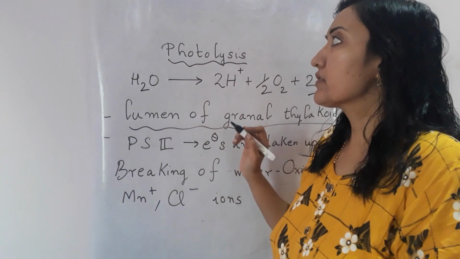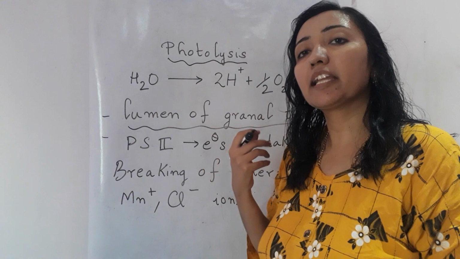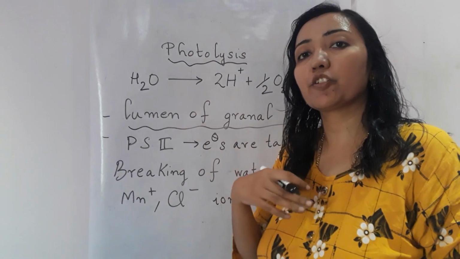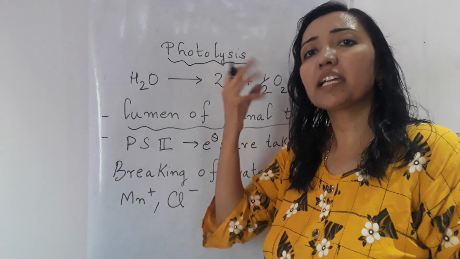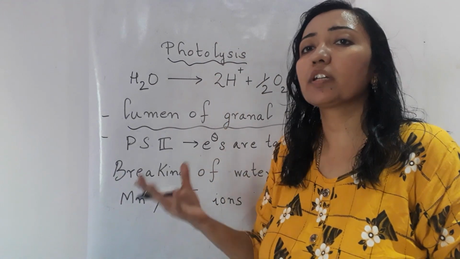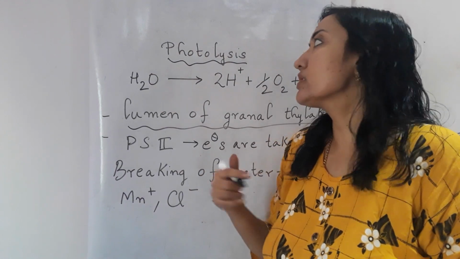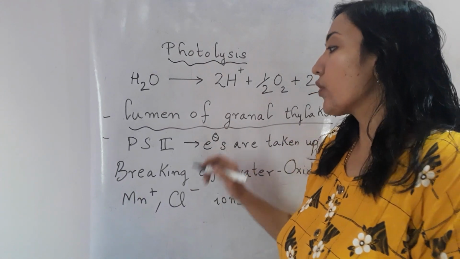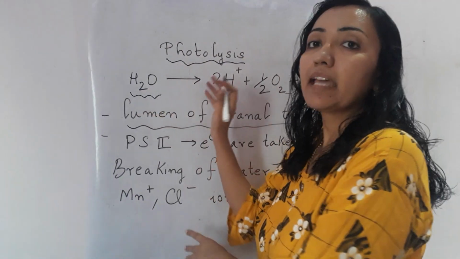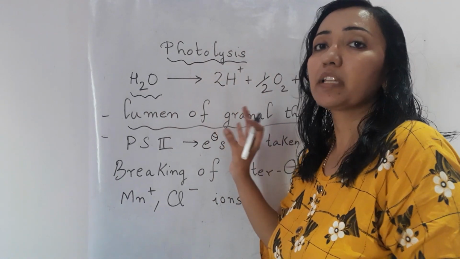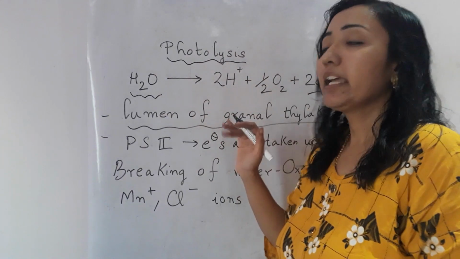So already we have seen that photosystem 2 becomes electron deficient after giving its electron to photosystem 1. However light falls on photosystem 2, it will not excite an electron because it has no electrons. So photosystem 2 will carry out photolysis. Photolysis is the breaking of water, and this happens in the lumen of the granule thylakoid. Lumen is the empty space.